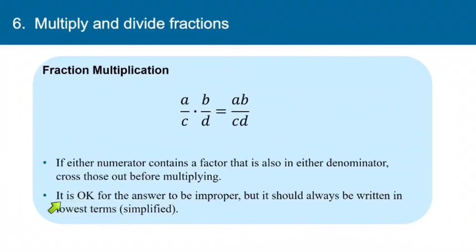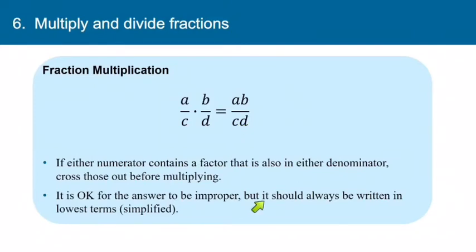And here's a piece of good news. It's okay for the answer to be improper. So if we multiply two fractions together and we get an improper answer, that's fine. That is not a problem. The only time we will have to worry about converting an improper answer into a mixed number form is if we started out with a mixed number problem. But for two fractions like this, if we multiply them together and we get an improper answer, we just leave the answer in improper form.